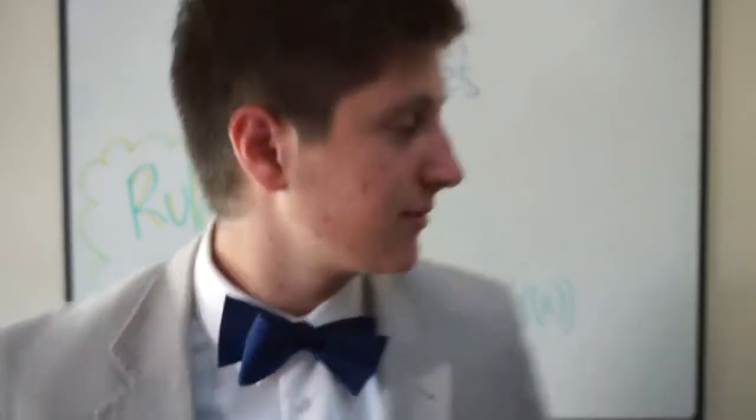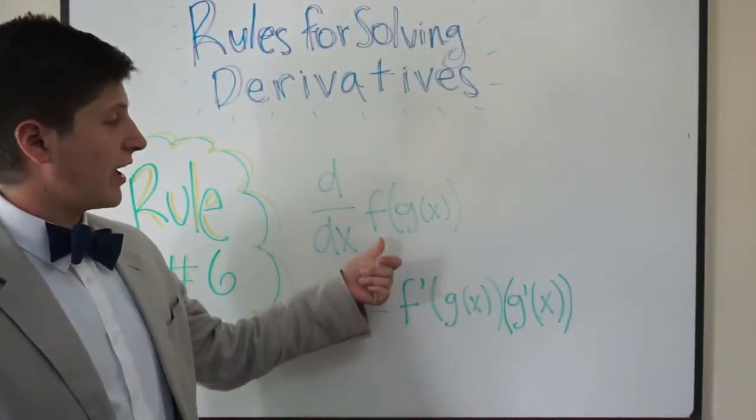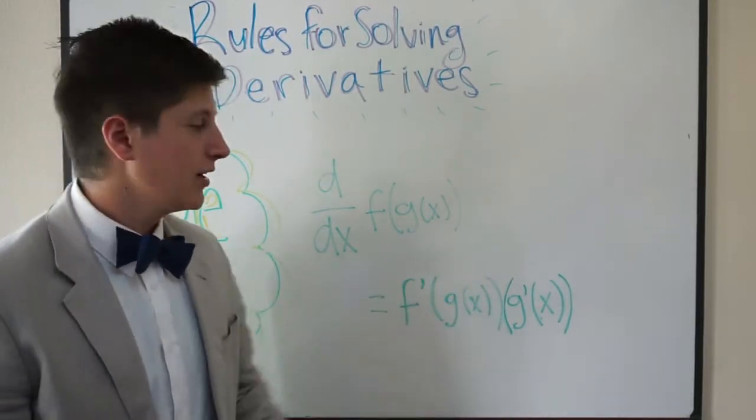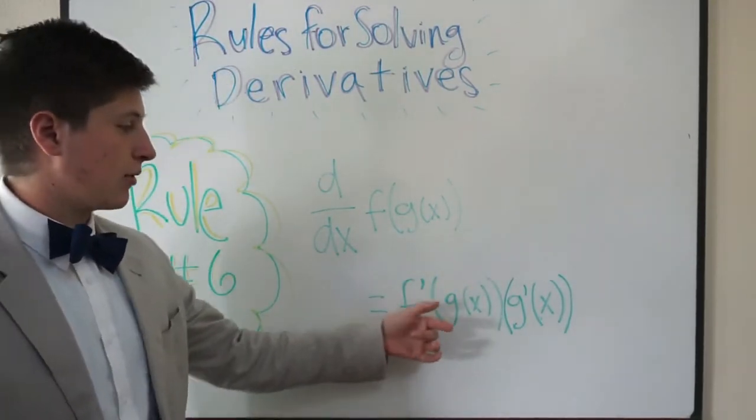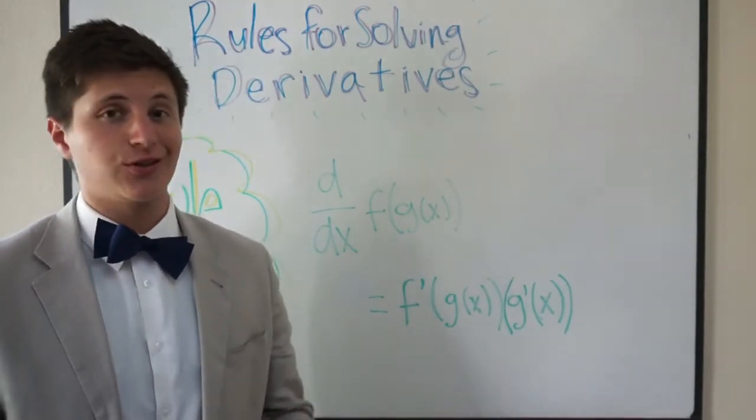Rule number 6. This rule states that the derivative of f of g of x is equal to f prime of g of x times g prime of x. This rule is called the chain rule.